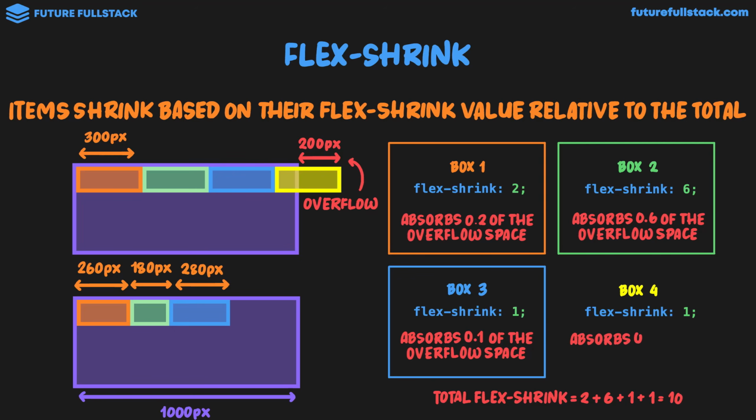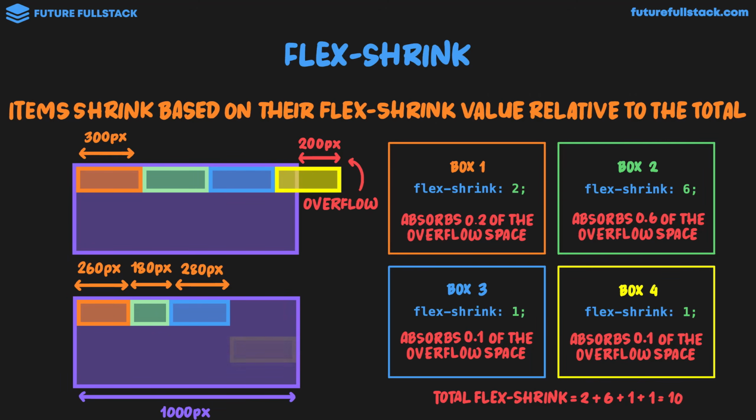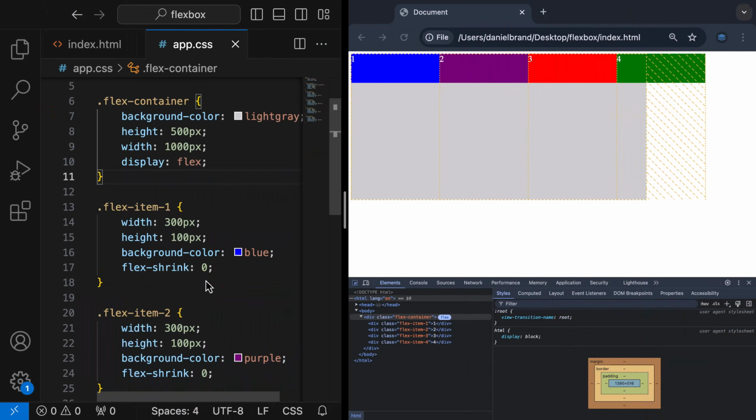It absorbs 0.1 of the overflow space, which we know is 20 pixels. So box 4 will now have a width of 280 pixels. So let's go play around with this inside VS Code. So this is where we left off.